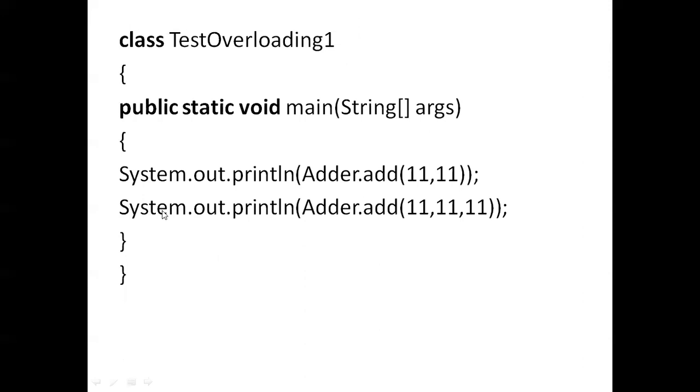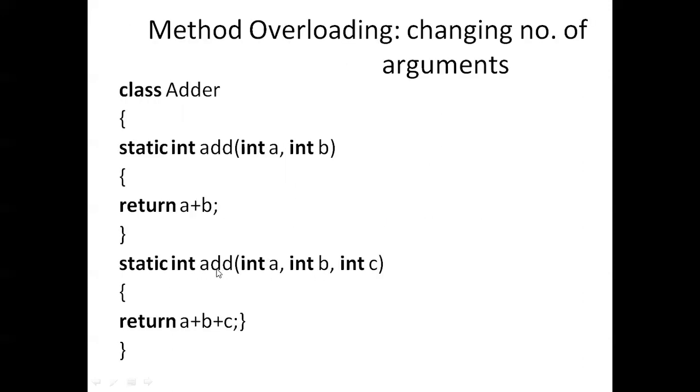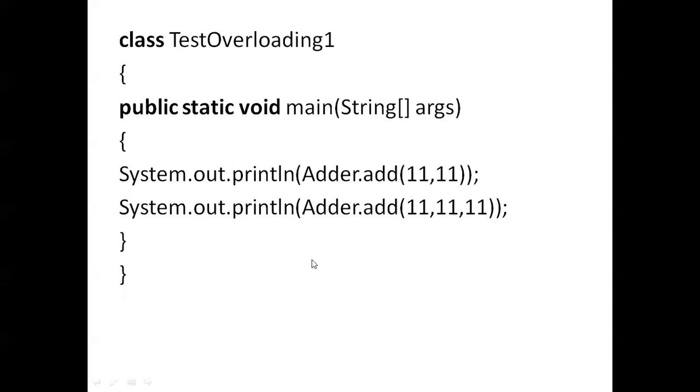Next, you see this System.out.println of adder.add of 11, 11, 11. So what are the parameters we are passing in the second method? It is the same method, but the second time we are calling int add of int a, int b, int c. So totally how many arguments are you passing in this? Totally 3. So that is why I am giving these 3 variables.